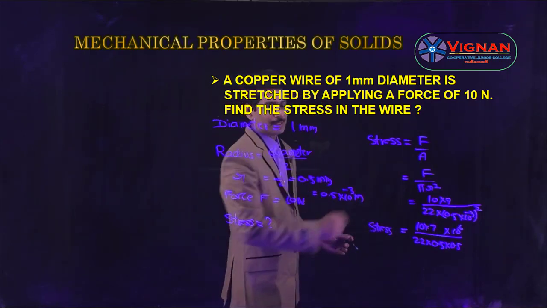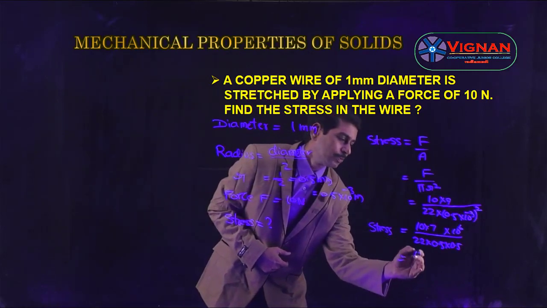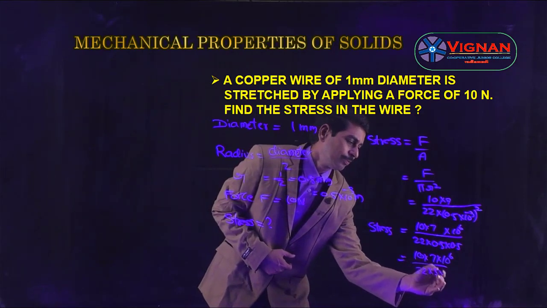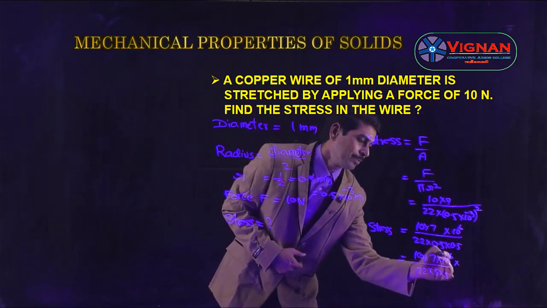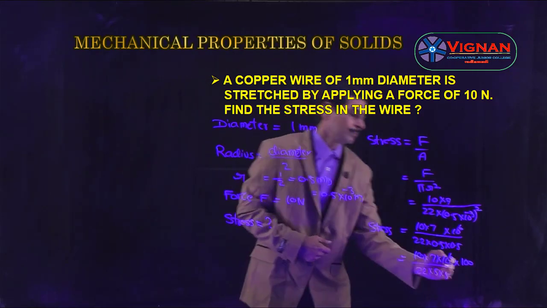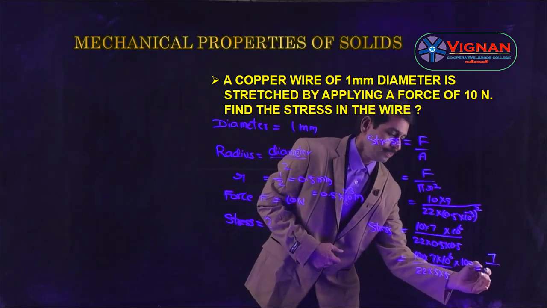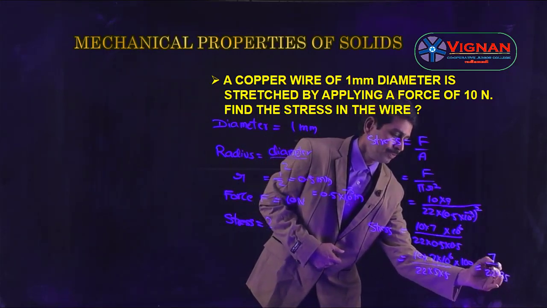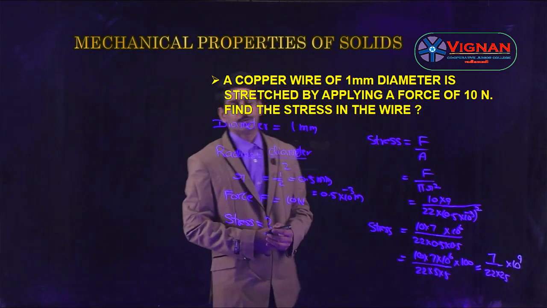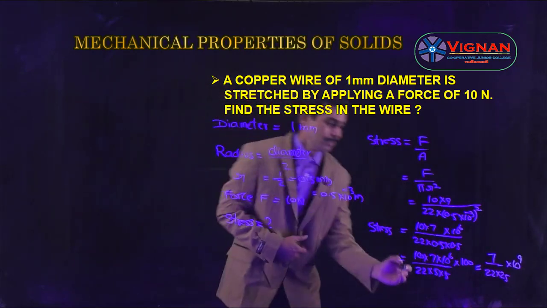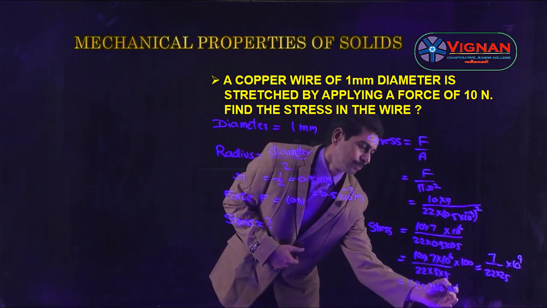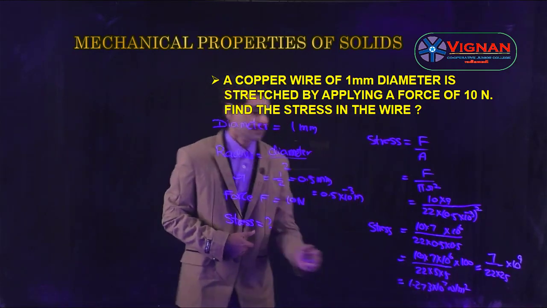And 0.5 can be written as 5 by 10. This is equal to 10 into 7 into 10 power 6 divided by 22 into 5 into 5, and 5 by 10 times 5 by 10 becomes 100, so it is 10 power 6 plus 2, giving 10 power 8, and so on. So this is equal to 7 by 22 into 25 into 10 power 9. By simplifying this we get 1.273 into 10 power 7 Newton per meter square. This is about the stress.